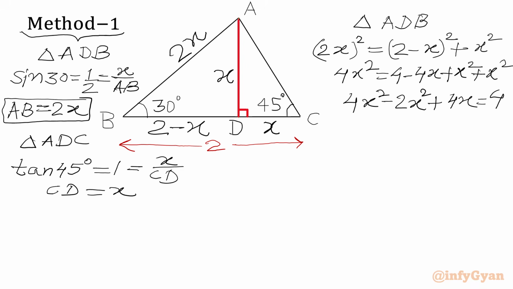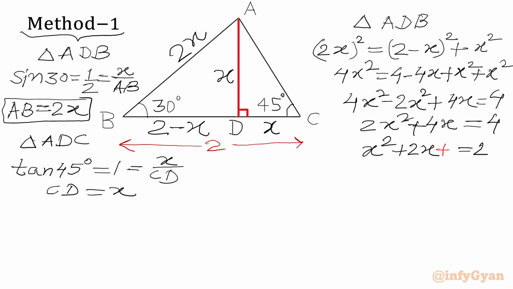equal to 4, which will be 2x squared plus 4x equal to 4. The equation is divisible by 2. So we will get x squared plus 2x equal to 2. Now we are going to add 1 to both sides to complete a perfect square on the LHS. Now LHS is (x plus 1) whole squared and RHS is 3. We'll take the square root on both sides.